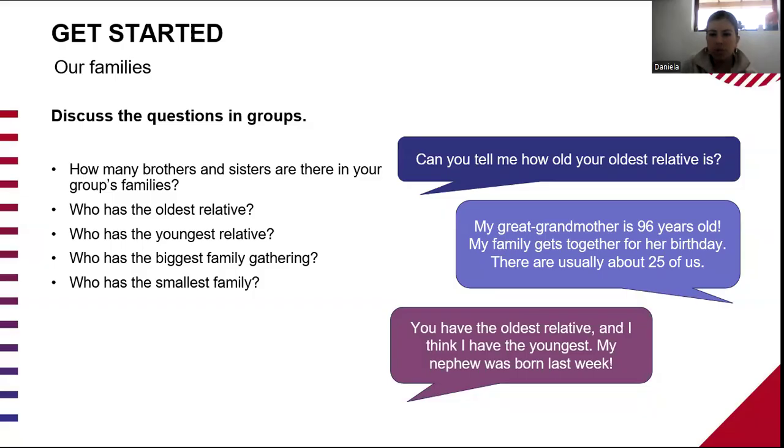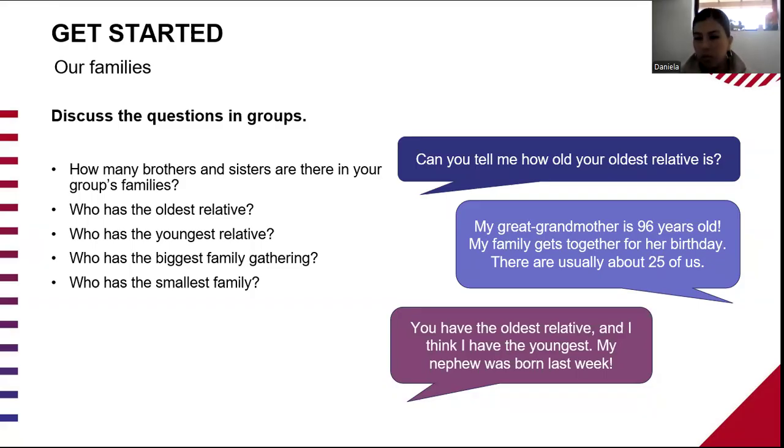In this section, we practice vocabulary from our family and when we talk about our family. So, we have some questions here. How many brothers and sisters are there in your group's family? Who has the oldest relative? Who has the youngest relative? Who has the biggest family gathering? Who has the smallest family?